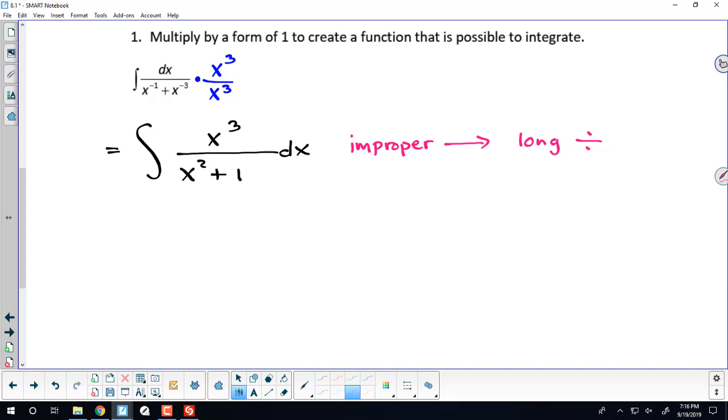Now you've got this right, because x squared is larger. You want the opposite. So there's your quotient. Yeah, that's fine. The quotient is just x. And then the remainder is negative x.